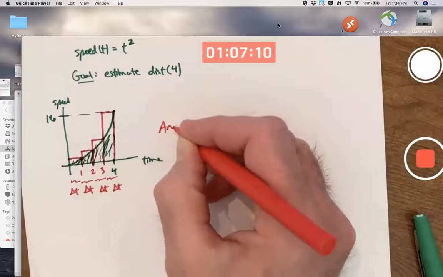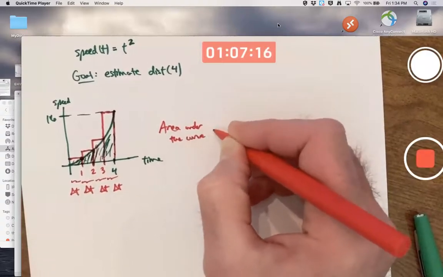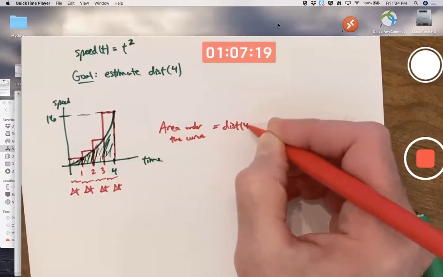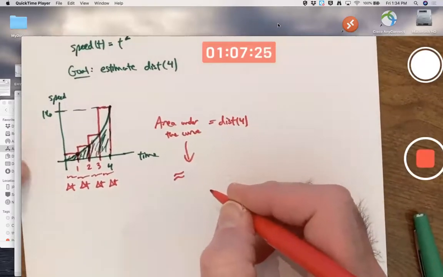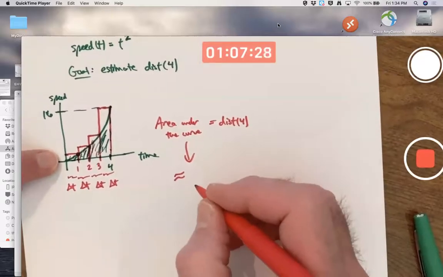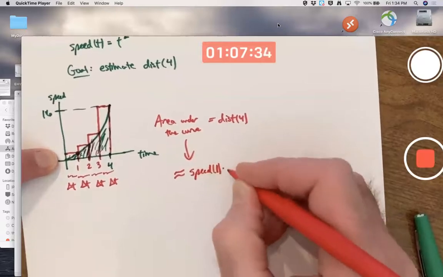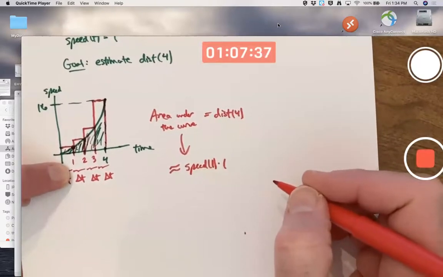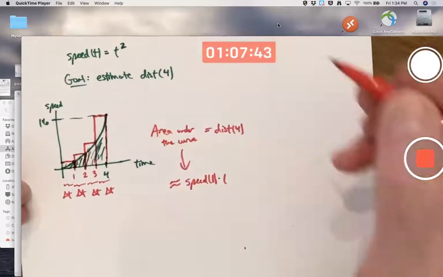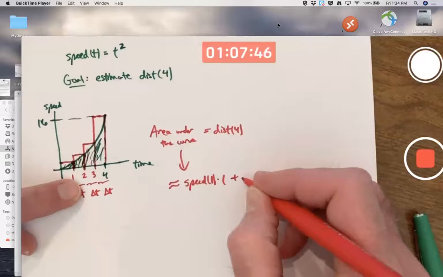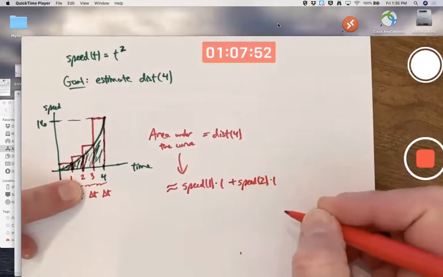The area under the curve will equal dist of 4. And this area under the curve is going to be approximated as the base of each rectangle times the corresponding height. The height of the first rectangle is speed of 1, because the right endpoint of the first interval is 1. This height right here is speed of 1. It's 1 squared, or 1, in fact. The height of the second rectangle is speed of 2. The right endpoint of the second interval is 2, and its width is still 1.